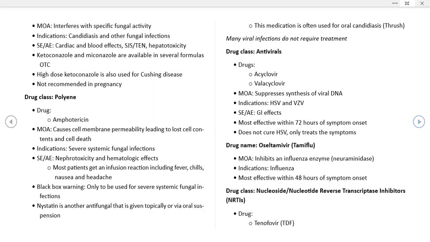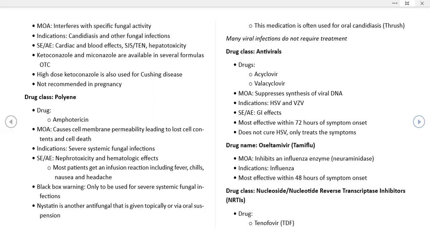Next, we move on from fungal infections to viral infections. Most viral infections do not require treatment, which is a good thing, because most viral infections are going to be your common cold, are going to be the flu, things like that we don't need treatment for. Viral infections are actually more common than bacterial infections, yet we're going to spend a very little amount of time talking about antivirals. Why? Because most viruses go away on their own.